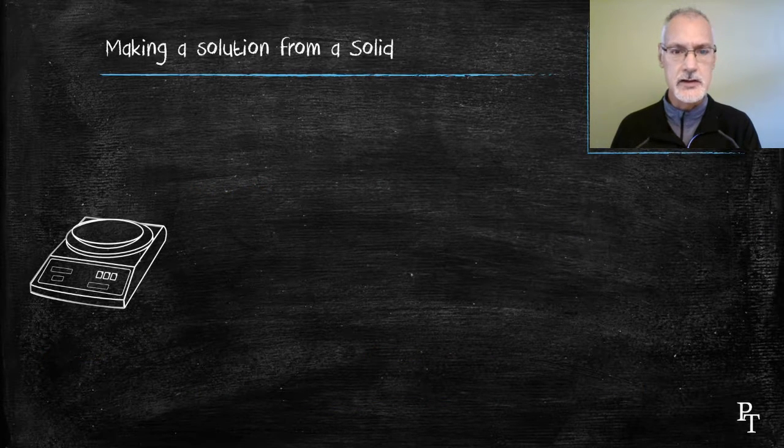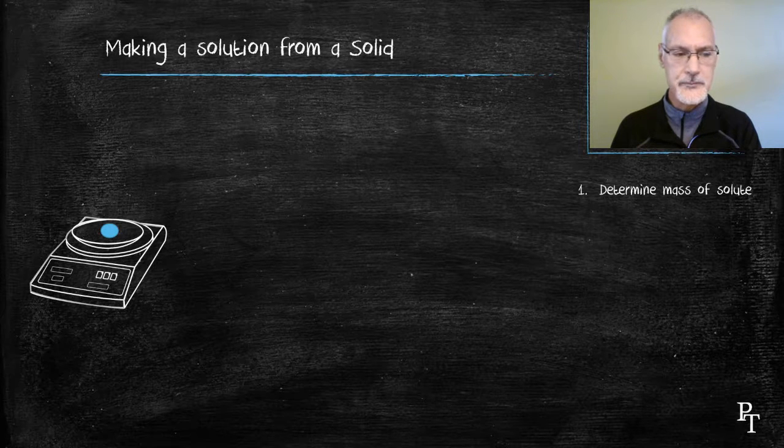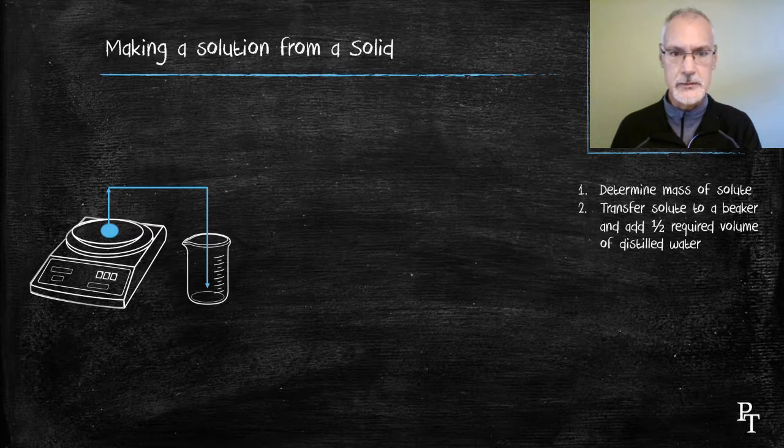Let's take a look at what this looks like. You begin by determining your mass of solid, in my case 5.33 grams, which I pre-weigh. That's then transferred to a beaker, and I also add about half the volume of liquid which I ultimately will need in my final solution. And I stir that mixture until the crystals dissolve.